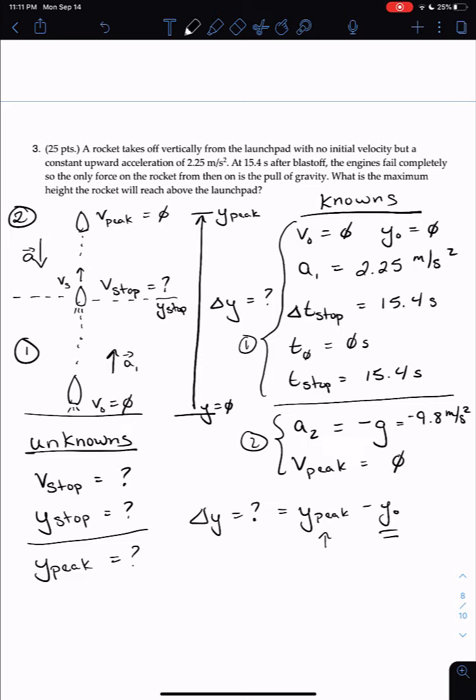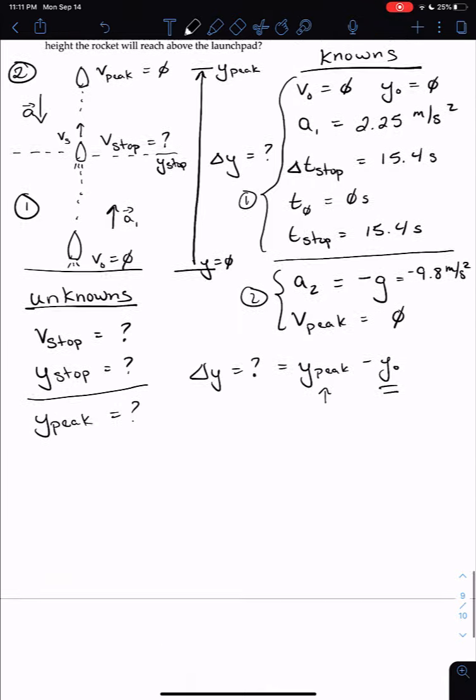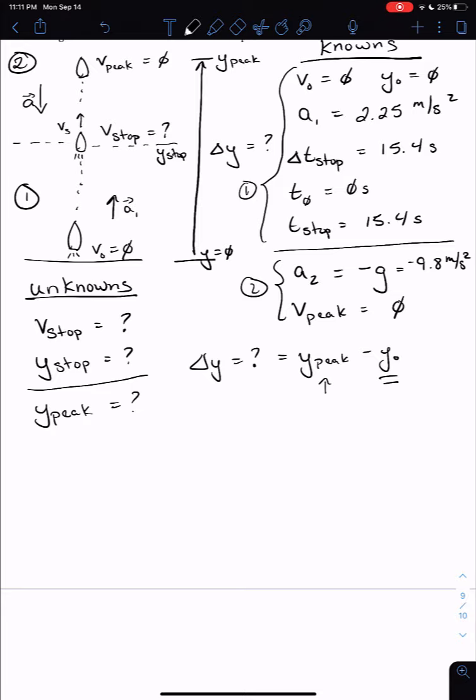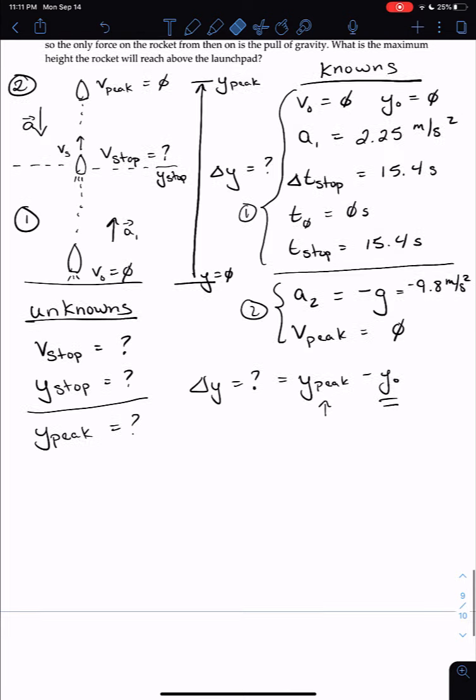Part 1 is when those rocket engines are working. So we need to find that velocity when the engines stop and the height of the rocket when the engines stop. So to start, we'll start with v sub stop. So I'm going to use the equation that involves final velocity equal to initial velocity plus acceleration times elapsed time.